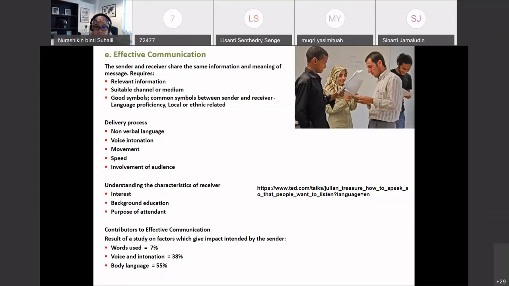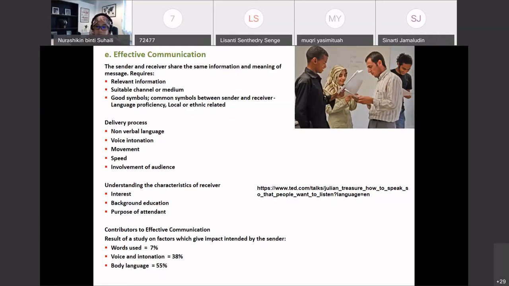Don't present something too complex. You have to make it easier for the audience to understand from time to time, not in bulk at the same time, right? And then what makes effective communication? We have to understand the characteristics of the receiver. We have to know their interests. We have to know their background. We have to know their purpose of attendance.